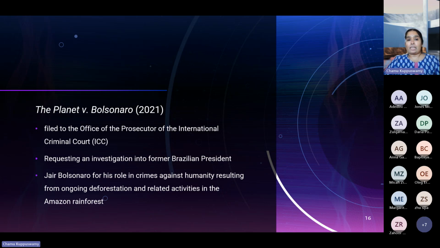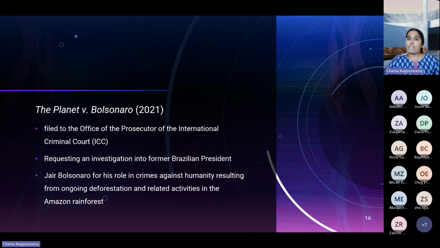So it directly is against the former Brazilian president, Jair Bolsonaro, as an individual. Now, where is this coming up against? This is the International Criminal Court. So this was a request that was filed for an investigation into the actions of the former Brazilian president. And what was being alleged? The planet wanted to examine the role of Jair Bolsonaro in the way he conducted policy, resulting in deforestation and other related activities in the Amazon rainforest.